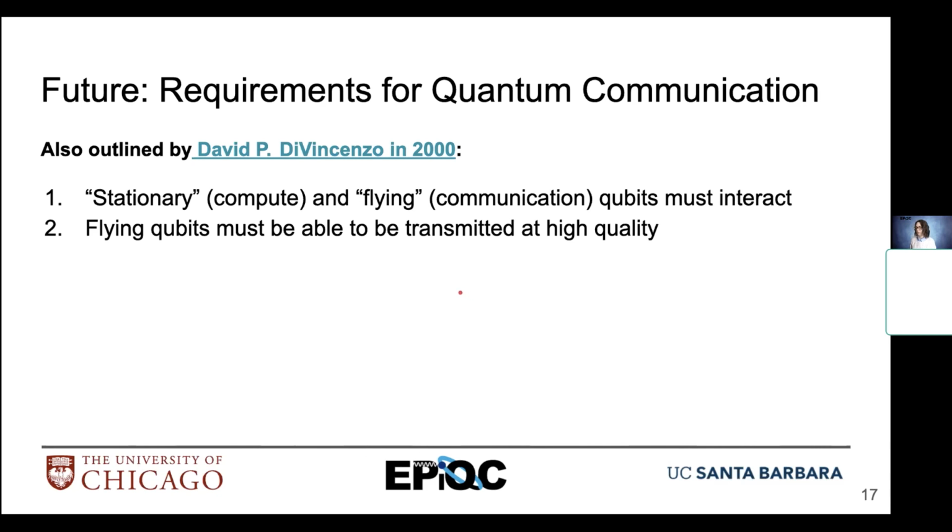So these flying qubits, not only do they need to be able to interact with our compute qubits, they must be able to interact with those compute qubits and take information from point A to point B with high fidelity. So what does that mean?